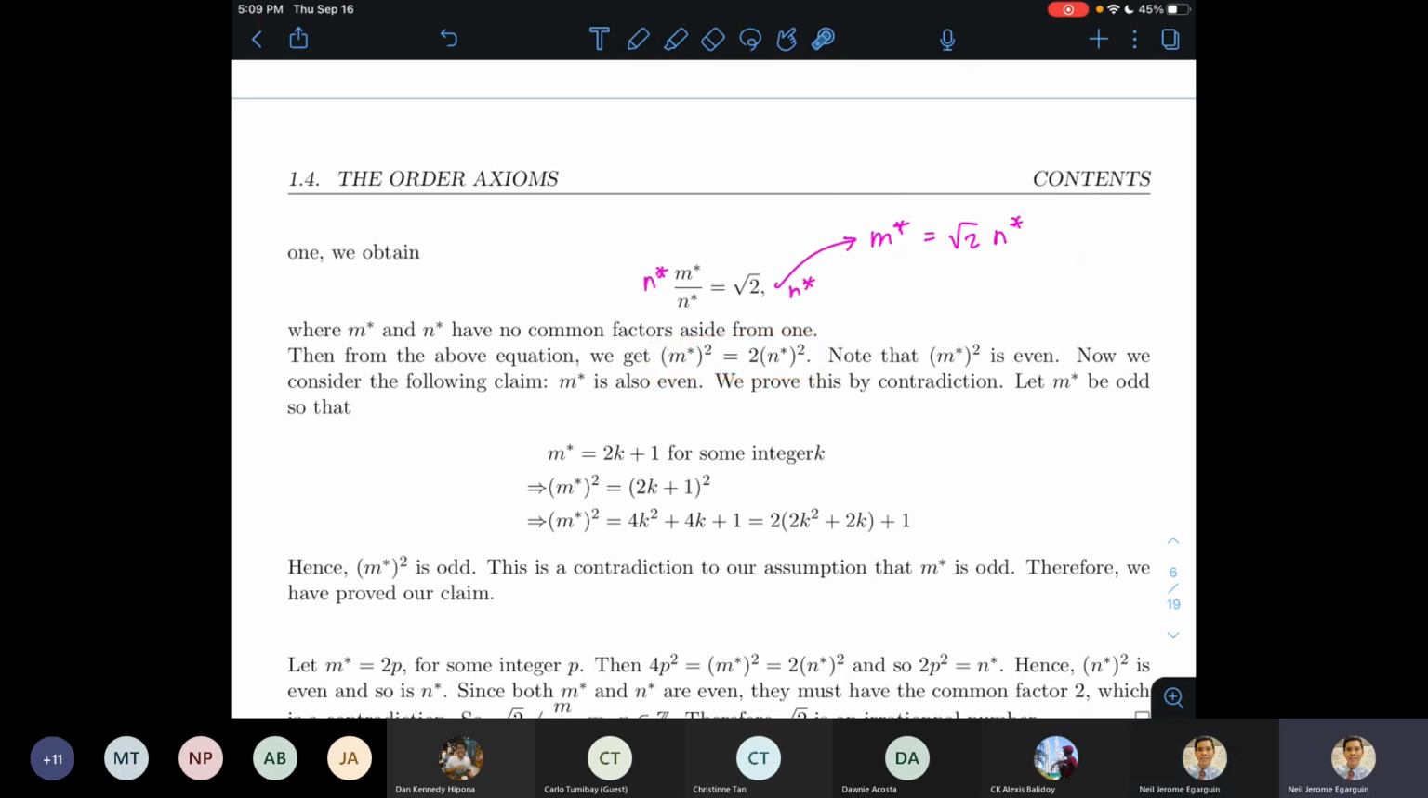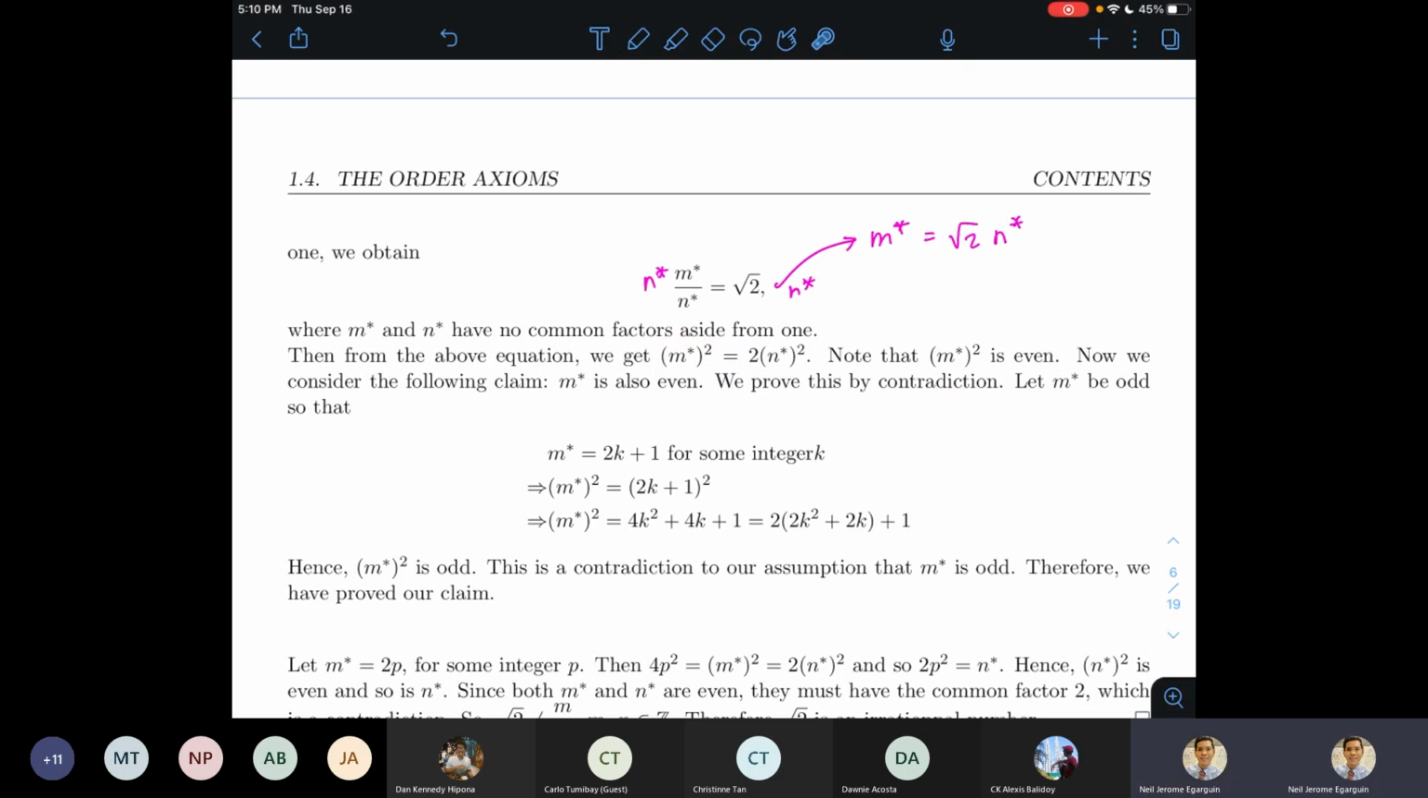Okay? And then this is telling us that m star squared is even. Agree? Itong equation na to, sinasabi niya even si m star squared. Kasi si m star squared ay equals to 2 times another integer, right? And remember, an integer times 2 is also even. So even siya, all right?